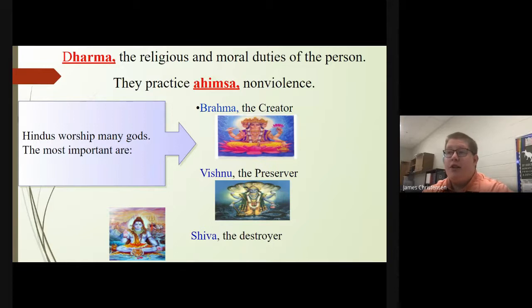Now, dharma, the religious and moral duties of the person, were very much a big thing. They also practice ahimsa, or non-violence. Hindus are very much against the idea of violence in any way, shape, or form. They did worship many gods, being polytheistic. Their most important ones are, of course, Brahma, the creator, Vishnu, the preserver, and Shiva, the destroyer. They are essentially your big three gods of the Hinduism religion.